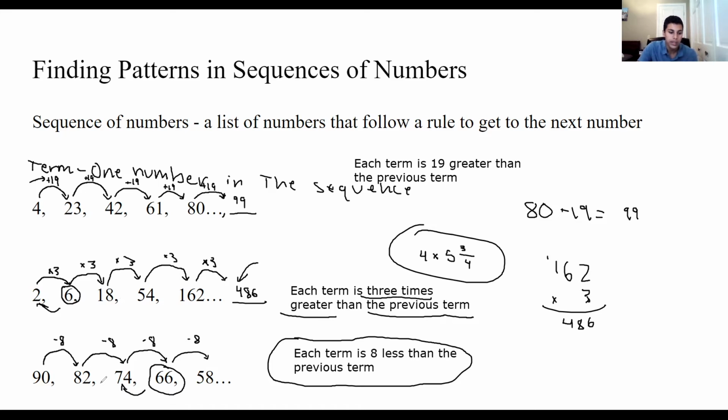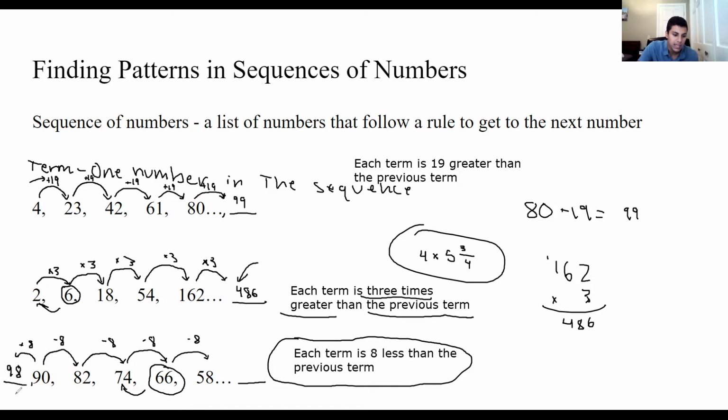And then what about this one? Let's try something different for this one. Instead of finding the next term and just subtracting 8, what if we were to find the previous term, the one that comes before 90? Well, because we're subtracting 8 each time, if we're going the opposite direction, we should do the opposite rule. To get from 90 to the next term, 82, we subtract 8. So to get from 90 to the previous term, we should add 8. So 90 plus 8 is 98.